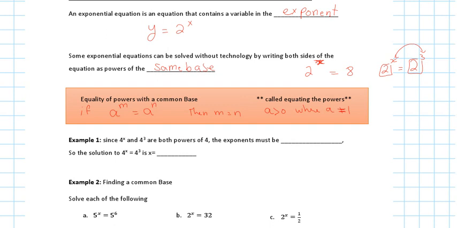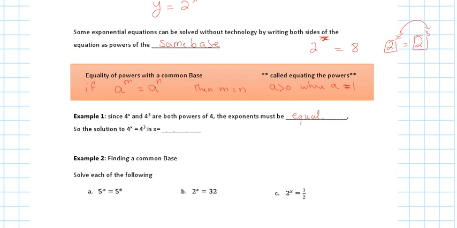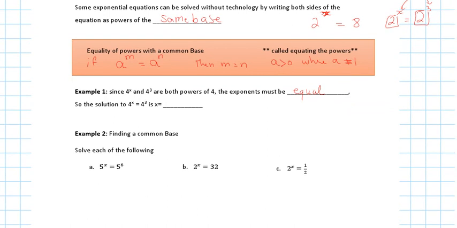Since 4 to the power of x and 4 to the power of 3 are both powers of 4, the exponents must be equal. So, look here. I have 4 to the power of x equals 4 to the power of 3. Because I have the same base, that right away makes my exponents equal to each other. I drop the base, make my exponents equal, then x is equal to 3.